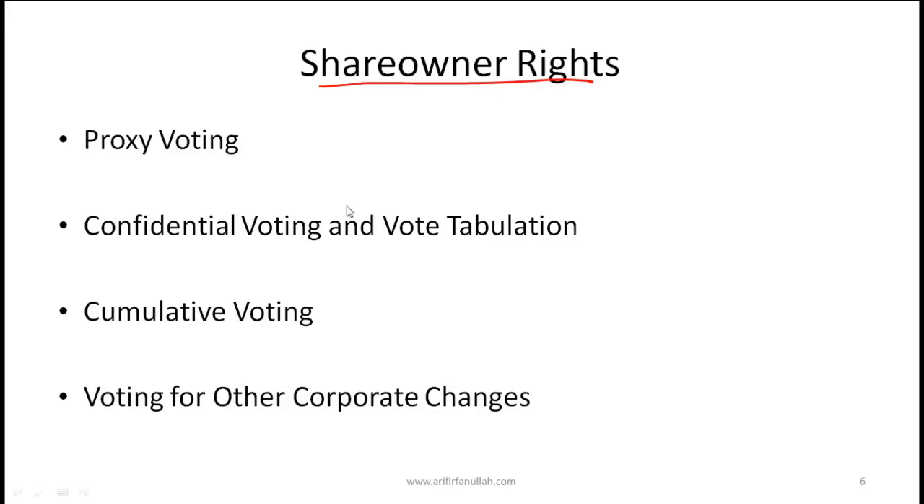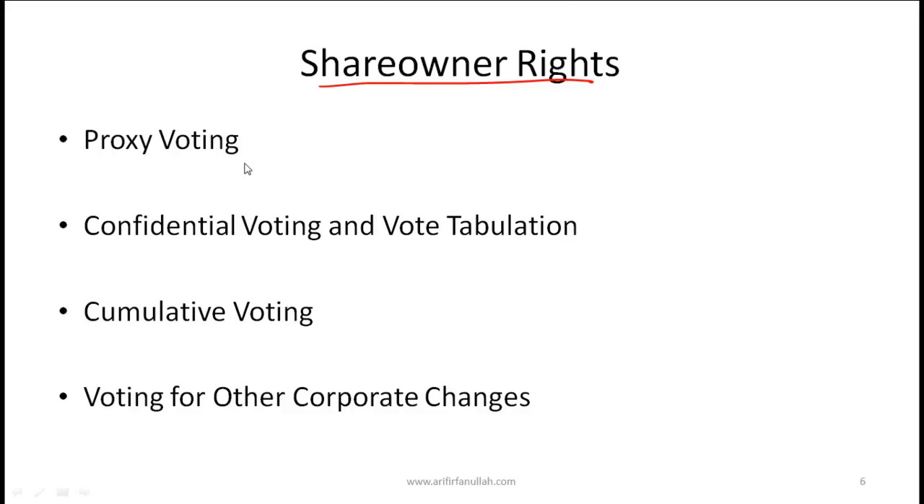Moving on to shareholder rights. First let's talk about proxy voting. Here we need to determine whether a company permits shareholders to vote their shares by proxy regardless of whether they are able to attend the meetings in person.